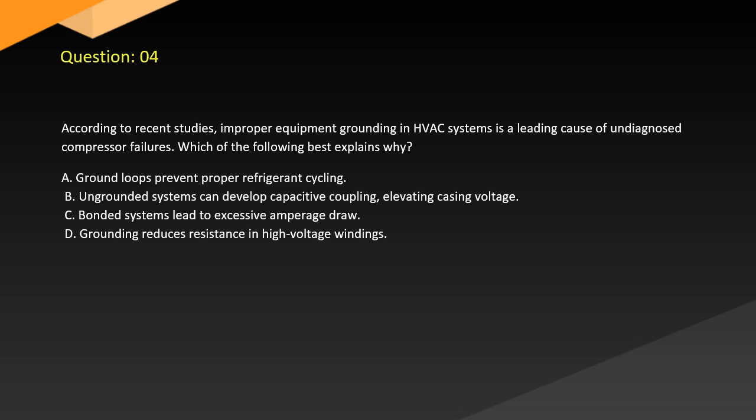B. Ungrounded systems can develop capacitive coupling, elevating casing voltage. C. Bonded systems lead to excessive amperage draw. D. Grounding reduces resistance in high voltage windings.